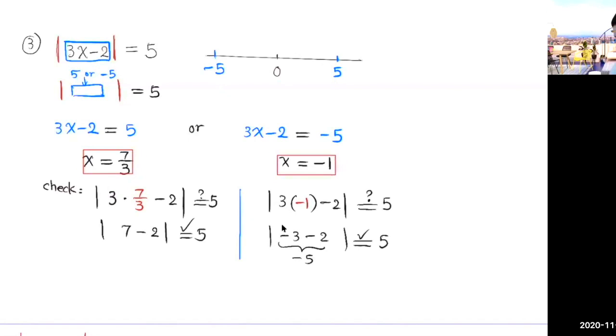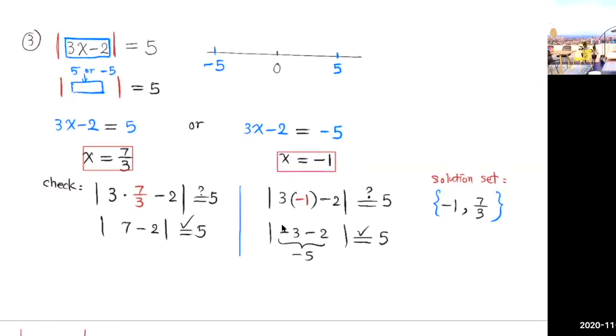So you can write down the solution set. Remember the set notation uses curly braces, and we have only two solutions inside the set. Normally, you order them from small to big. So the smaller number here will be -1, then separate that by a comma, and then 7 over 3. Got it?